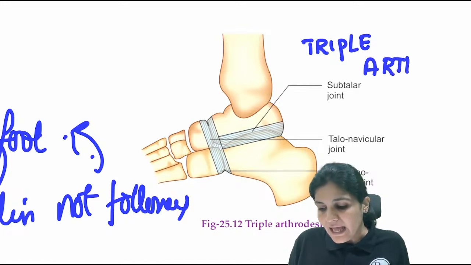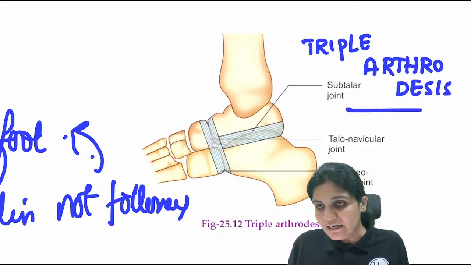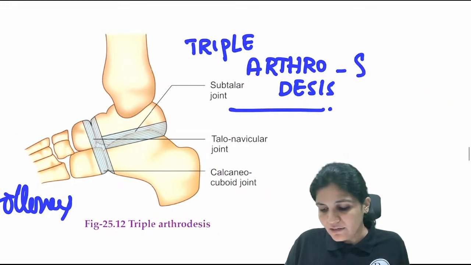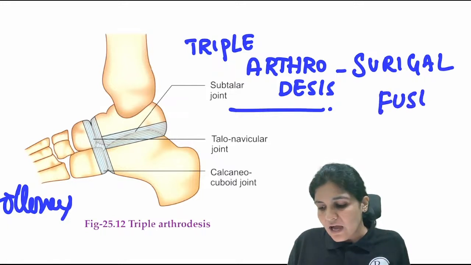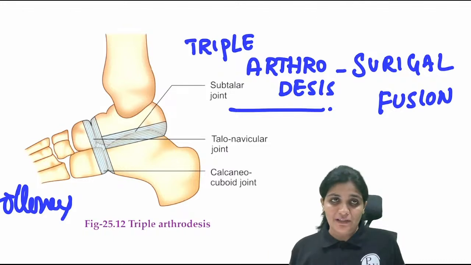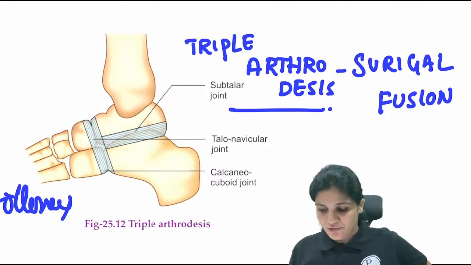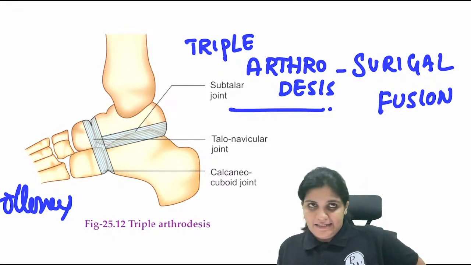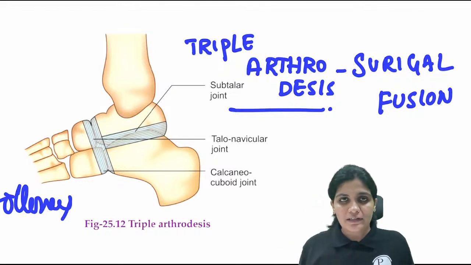Triple means three. Arthrodesis. What do you mean by arthrodesis? It is a surgical fusion. So arthrodesis is nothing but surgical fusion of the joints. Arthrosis is fusion, pathological fusion. This is a surgical fusion. Arthrodesis, right? So in this you take three joints.